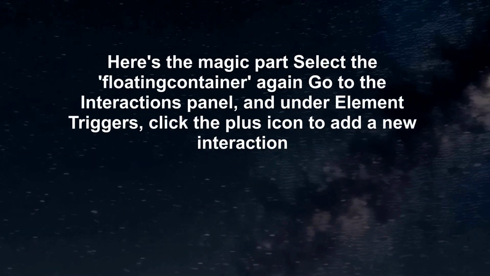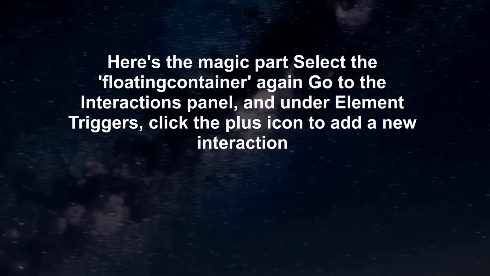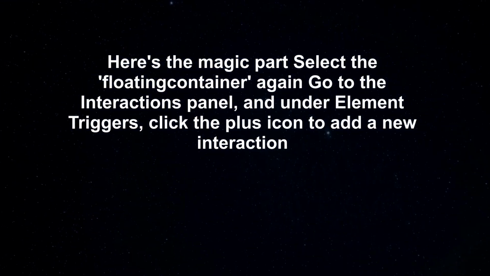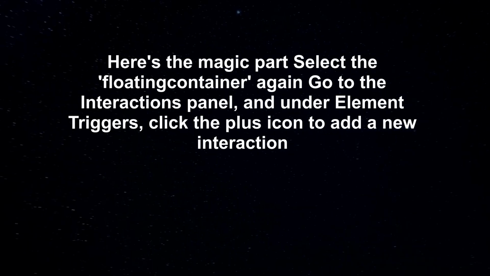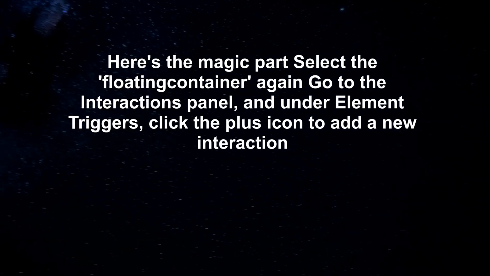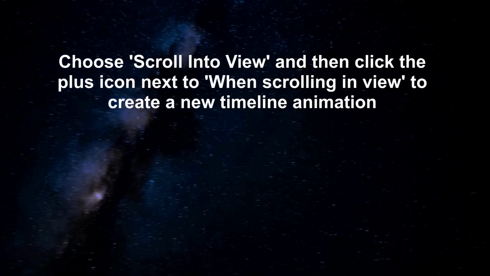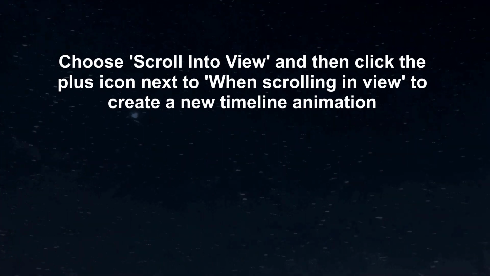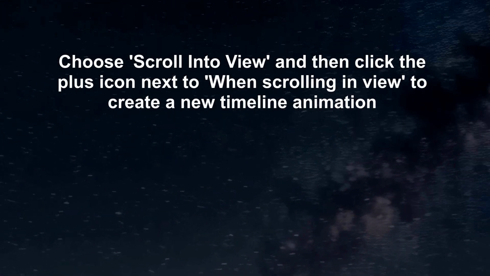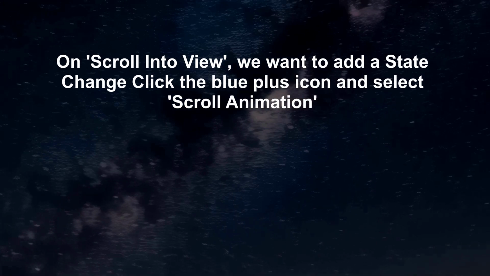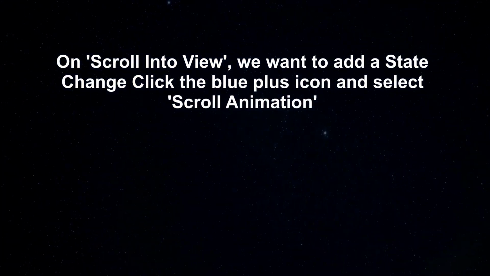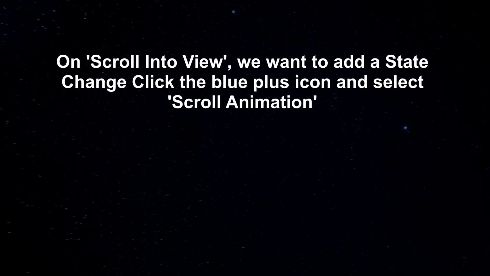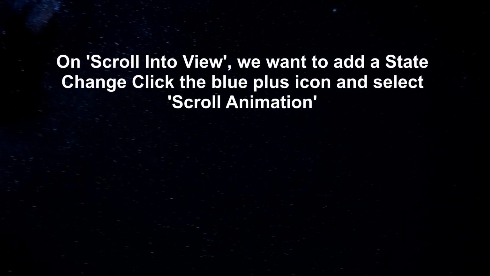Here's the magic part. Select the floating container. Again, go to the Interactions panel. And under Element Triggers, click the plus icon to add a new interaction. Choose Scroll into View, and then click the plus icon next to When Scrolling in View to create a new timeline animation. On Scroll into View, we want to add a state change. Click the blue plus icon and select Scroll Animation.